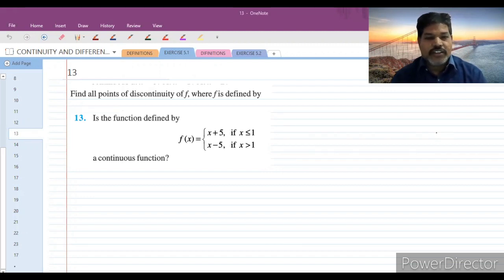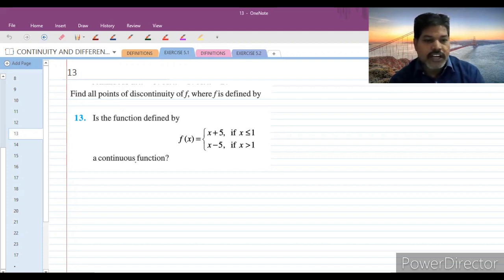See the next question, question number 13. So what is that question, students? Find all points of discontinuity of the function. The function is defined by f of x is equal to x plus 5 if x is less than or equal to 1, and x minus 5 if x is greater than 1.